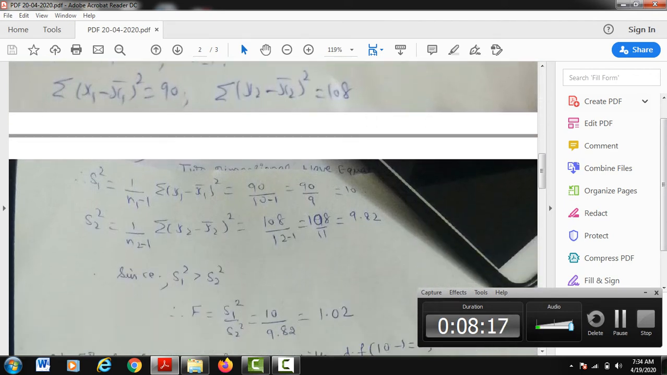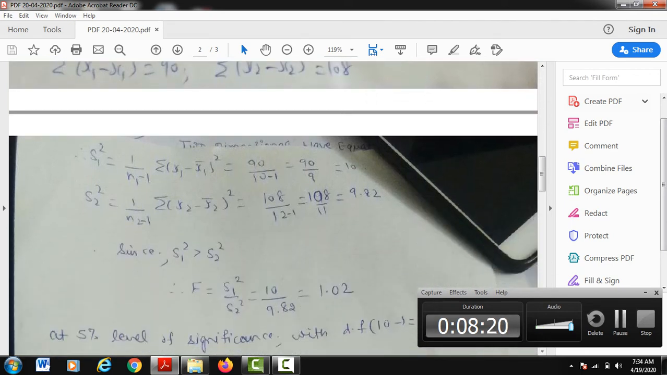So here I am going to evaluate capital S1 square and capital S2 square. S1 square is given by 1 upon n1 minus 1 sigma of x1 minus x1 bar whole square, which comes to be 10. Please verify it, students. And S2 square is 1 upon n2 minus 1 sigma of x2 minus x2 bar whole square, which on calculation is 9.8. Now the value of S1 square is greater than S2 square, so the formula for the F statistic will be S1 square over S2 square. Writing the values of S1 square and S2 square as 10 and 9.82 respectively, I am getting the answer as 1.02. Please verify it, students.